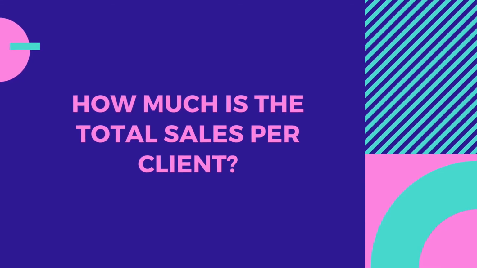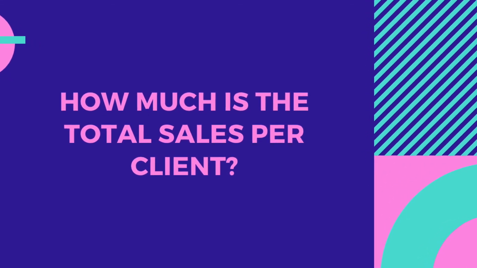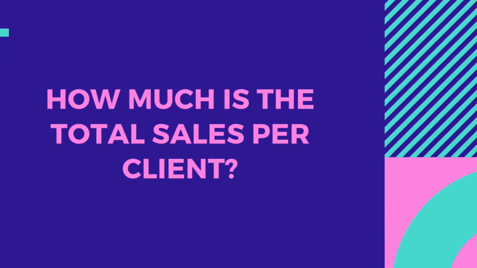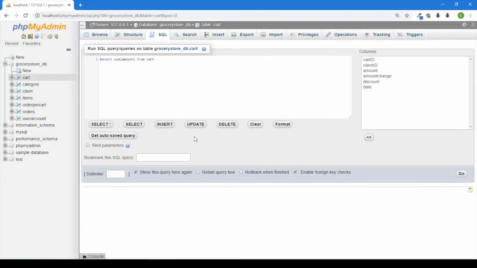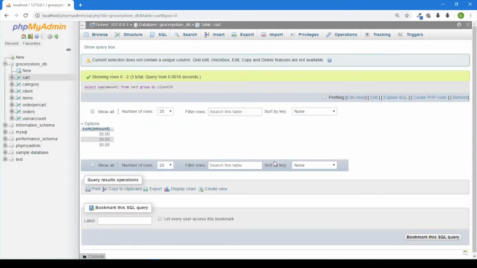What if you want to know sino-sino ang mga clients and magkano ang amount na pinamili nila? Now edit your query into this. Select sum, amount, from, cart, group by, client ID. As you can see, we now have 3 rows in our result set. The problem is, di natin alam kanino tong values na to.